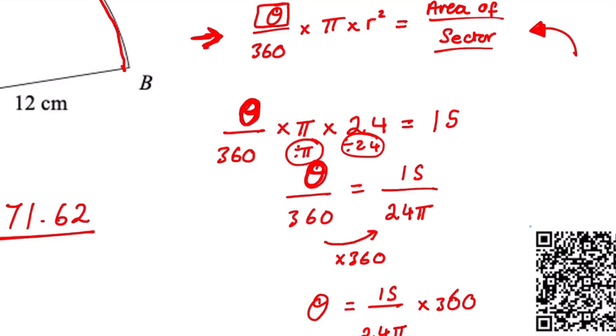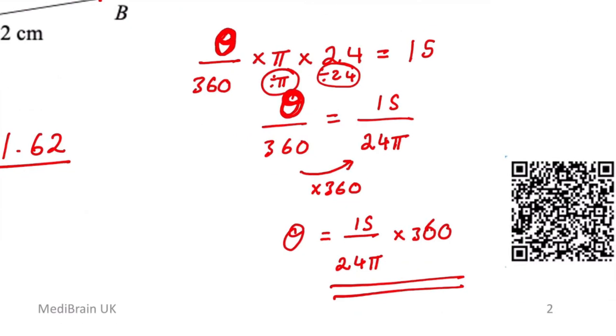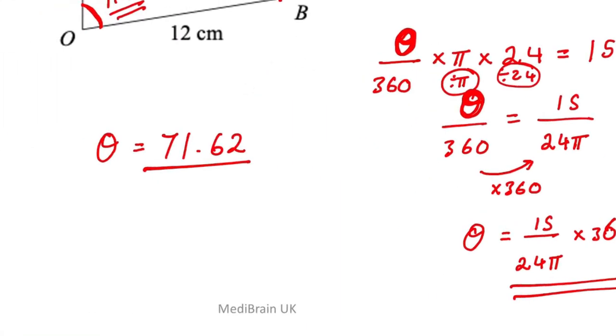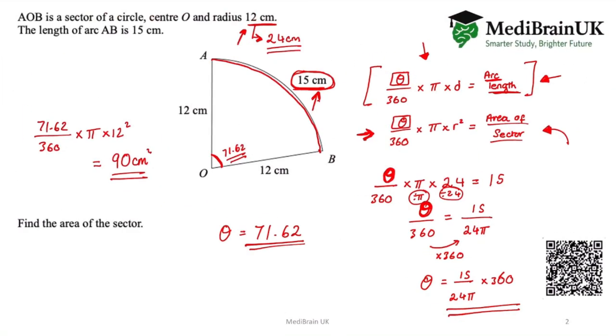And we wanted this theta to be by itself because remember this theta is like an x. So we got rid of the divide by 360, sorry, we multiplied by 360. So we moved the 360 to the other side and we got theta is equal to 15 over 24 pi multiplied by 360. Okay, and this is what we've just typed into our calculator, and we got our answer, 71.62. That's what this angle of the sector is, 71.62.